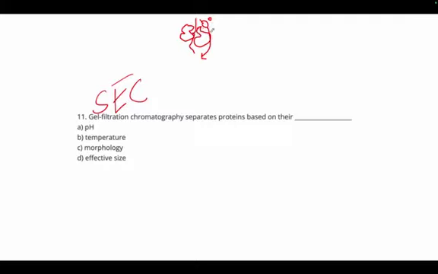So the bigger protein, because it cannot enter the pore, it will have a shorter path length through the column, so it will elute first. While the smaller proteins, because they can enter the pores, they'll have to travel more distance, right? So they will take more time to elute. So the proteins are being separated based on their effective size.